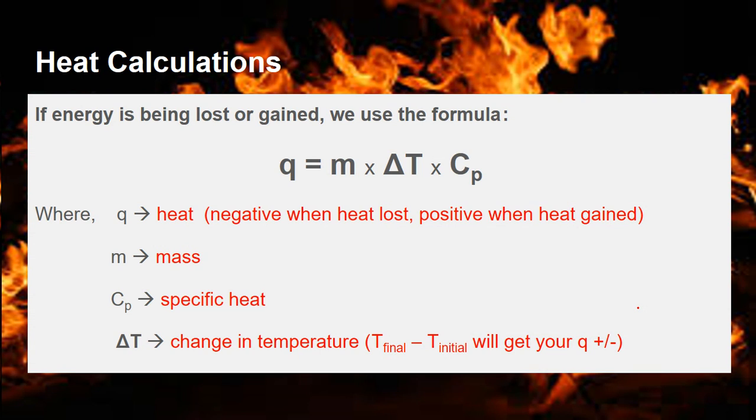So the calculations for this use the equation that heat equals mass times the change in temperature times the specific heat, where Q again is heat. It'll be negative when heat is lost and positive when heat is gained. M is mass, Cp is specific heat, and delta T is the change in temperature. If you're worried about the positive negative thing, T final minus T initial will always give you the right sign for the heat.